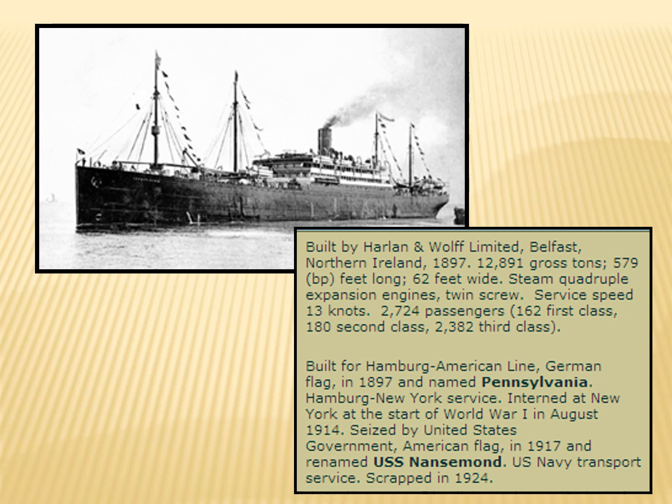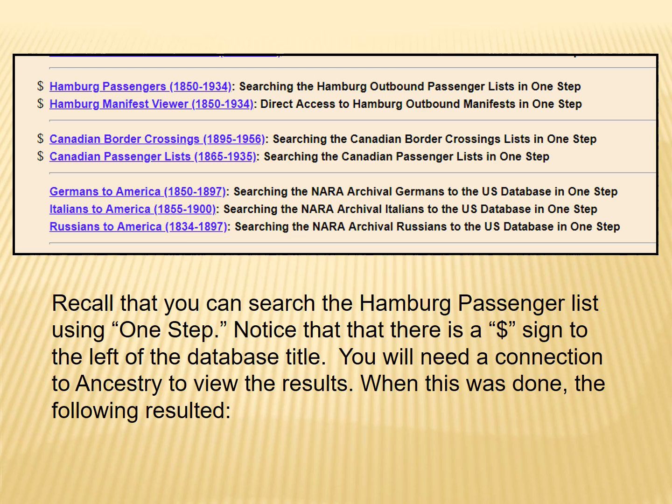By clicking on Ship Image, you can receive a picture and a description of the vessel on which an immigrant traveled. This is the one for Newcomb. No first-class travel here. Recall you can search the Hamburg passenger list using one step.